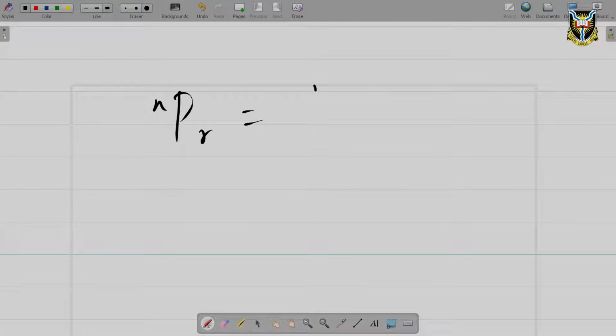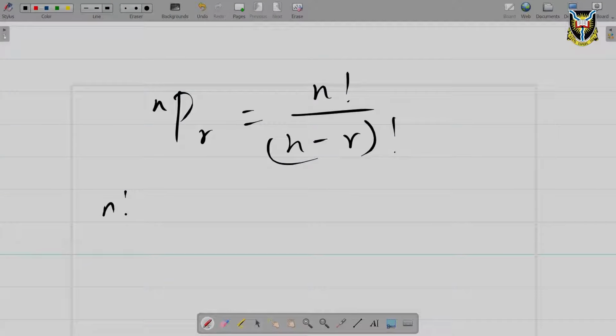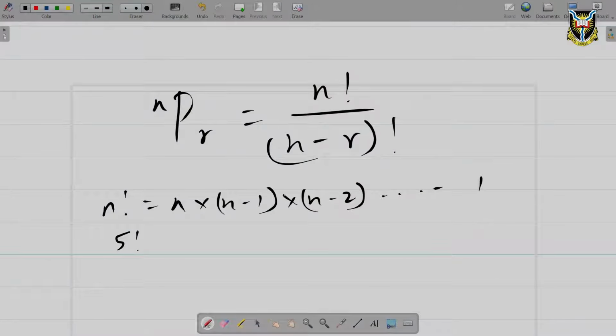The formula is given as n permutation r, which equals n factorial divided by n minus r factorial. The concept of factorial was also taught at your first year level, but as a way of recalling this, let us go into the concept of factorial. When we say n factorial, what does it mean? n factorial means multiplying n by n minus 1 by n minus 2 until we get to 1. For example, 5 factorial equals 5 times 4 times 3 times 2 times 1.